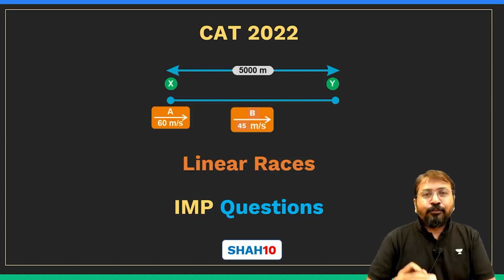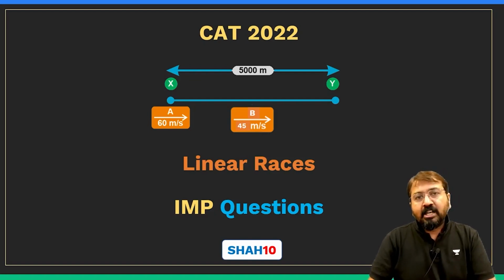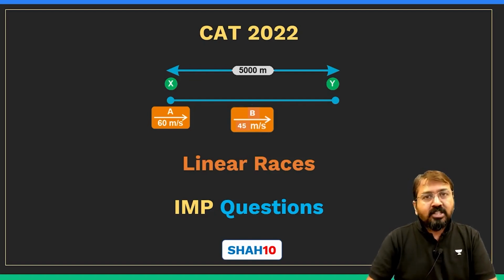Hi everyone. If you look at the last 4 years of CAT papers, you will find that race-based questions are very common, particularly from the time, speed and distance area. So in this video, we are going to look at all the concepts of linear races, and we are also going to take up some varieties of questions.